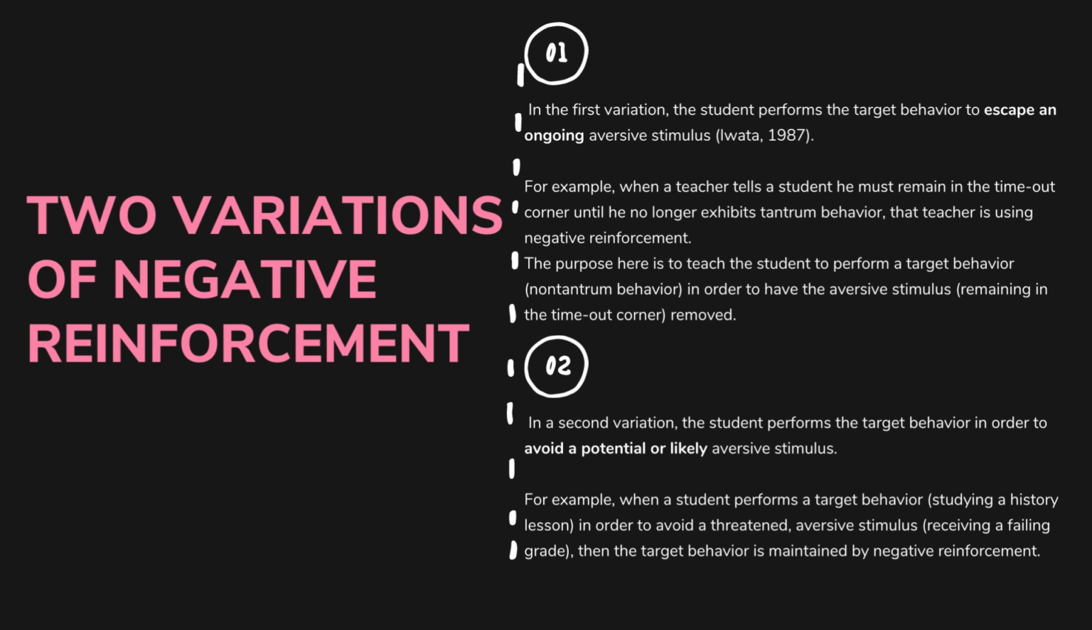The second one is the student performs the target behavior in order to avoid a potential or likely aversive stimulus. For example, when a student performs a target behavior, studying a history lesson, in order to avoid a threatened aversive stimulus, receiving a failing grade, then the target behavior is maintained by negative reinforcement. So the first variation is about escaping the ongoing undesirable stimulus. Meanwhile, in the second variation, there's no undesirable stimulus yet, but the child is avoiding it already.